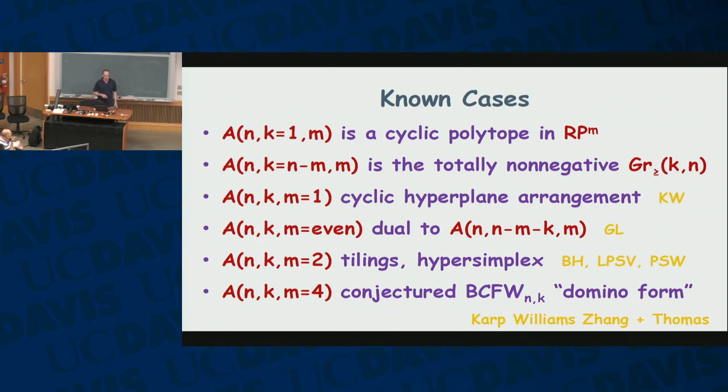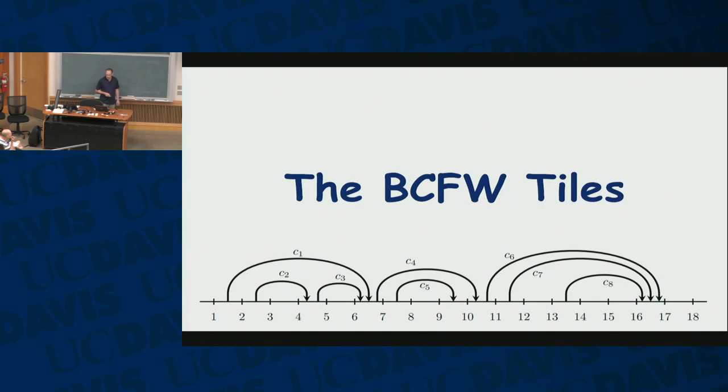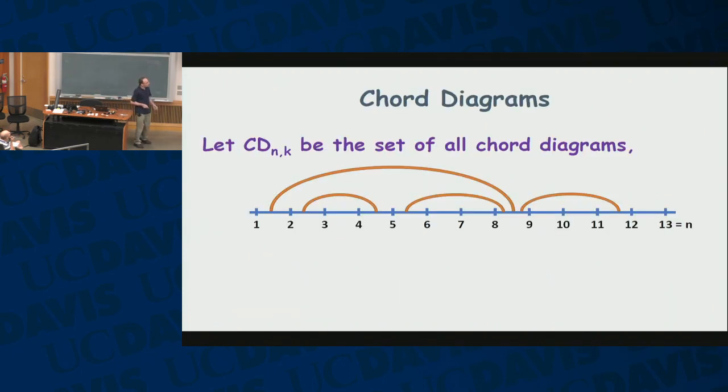Okay. Now let me give the definition of the BCFW tiles. We're going to use another combinatorial object new to this problem, which is the chord diagram. We take a line with n different markers, and we draw k chords between pairs of points on this line.